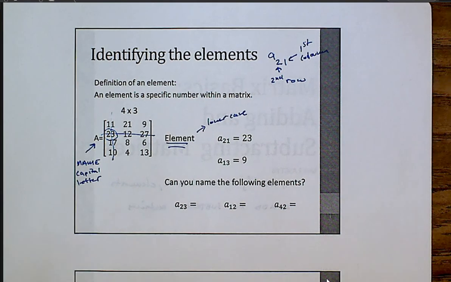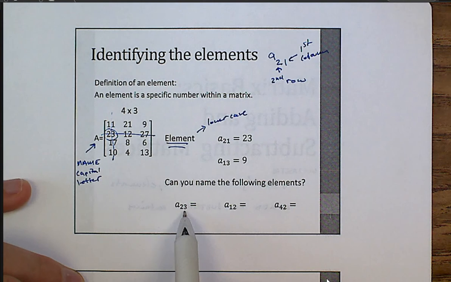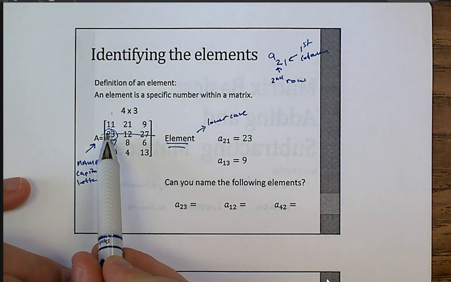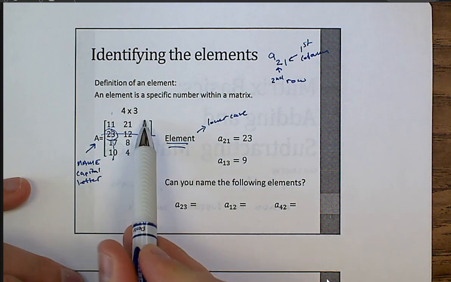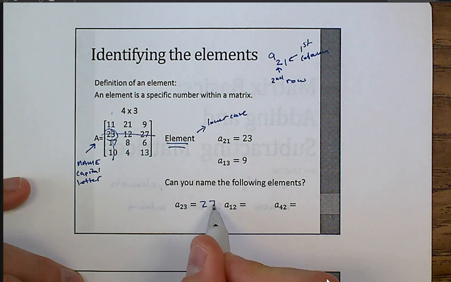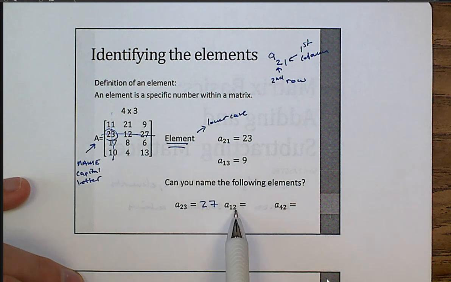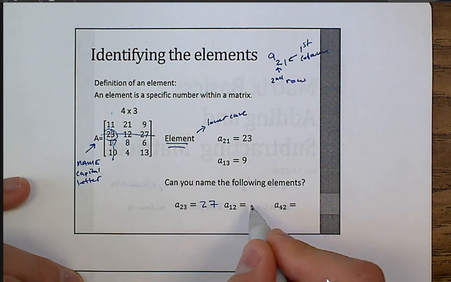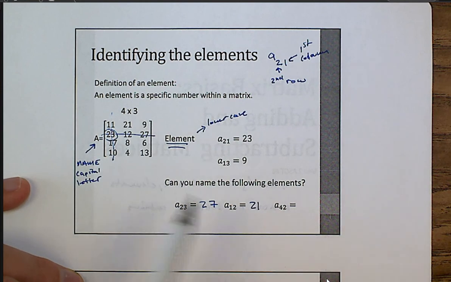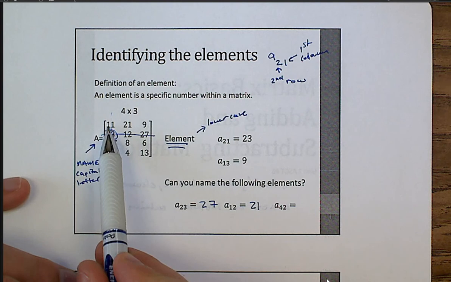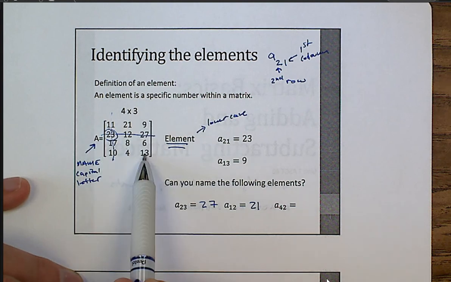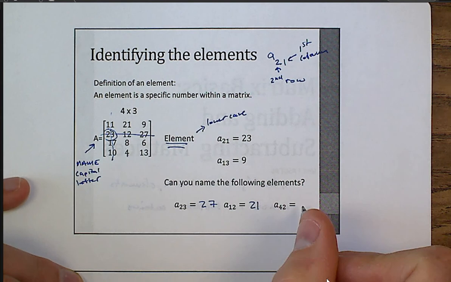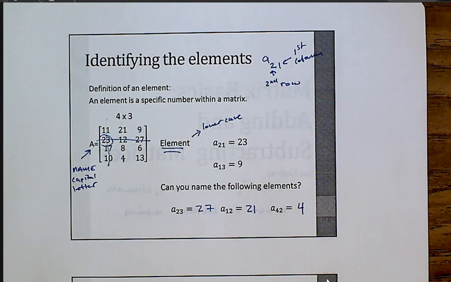Okay, so A sub 23 would mean the second row and the third column, which would be a 27, which is right there. A sub 12 would be the first row and second column, which would be a 21. And A sub 42 would be the fourth row, 1, 2, 3, 4, and the second column, which would be a 4, and that would be our answer there. So that's identifying an element within the matrix.